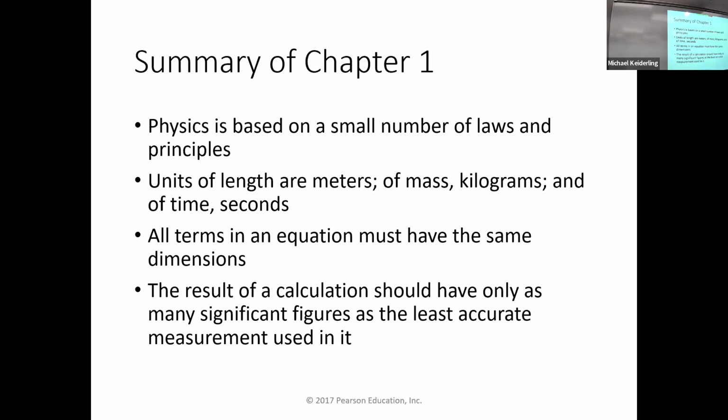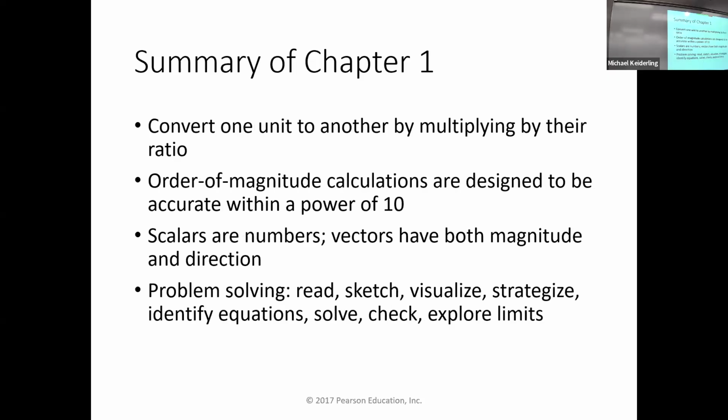The result of a calculation should only have as many significant figures as the least accurate measurement used in it. You can convert one unit to another by multiplying by their ratio. Order of magnitude calculations are designed to be accurate to within a power of 10. Scalars are numbers. Vectors have both a magnitude and a direction. For problem solving, the procedure is: read the problem, sketch the problem, visualize, strategize, identify equations, solve, check, and explore limits or the extremes.